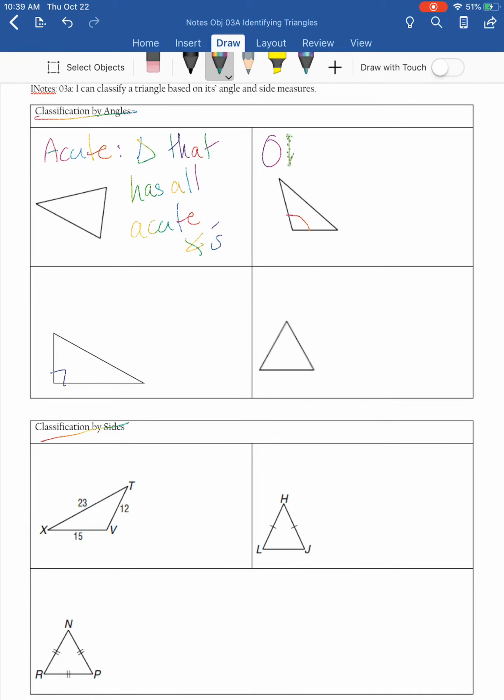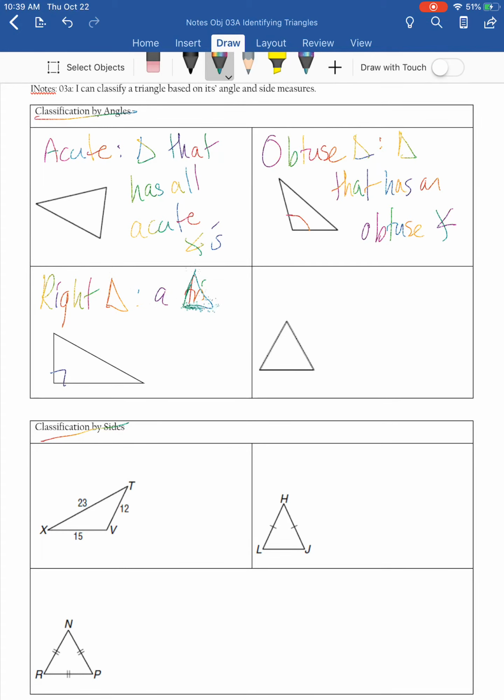Next thing is an obtuse triangle. That's a triangle that has an obtuse angle. And so we talk about that because an obtuse triangle is going to have one obtuse angle, the other two angles are going to be acute. And I want you to think about why a triangle couldn't have two obtuse angles. My next one is a right triangle, and it's a triangle with a right angle.